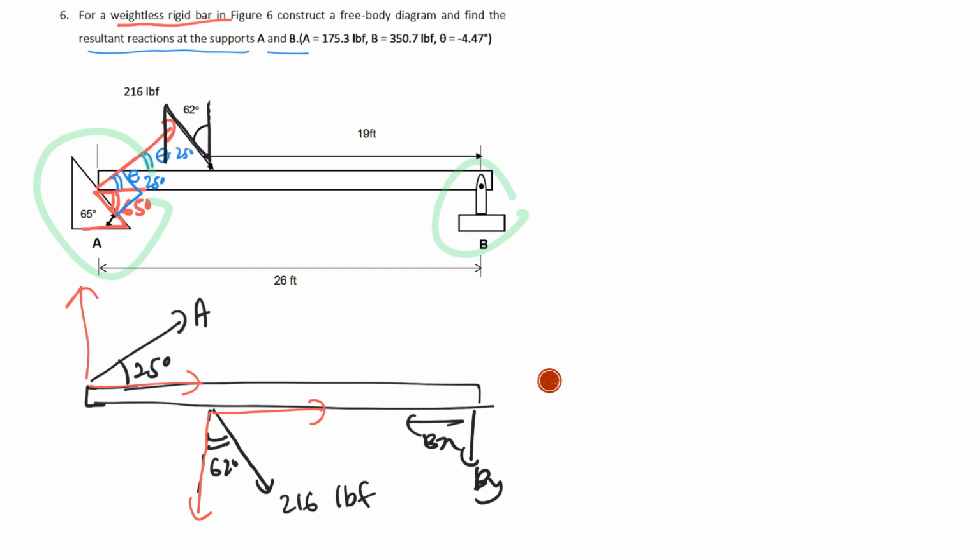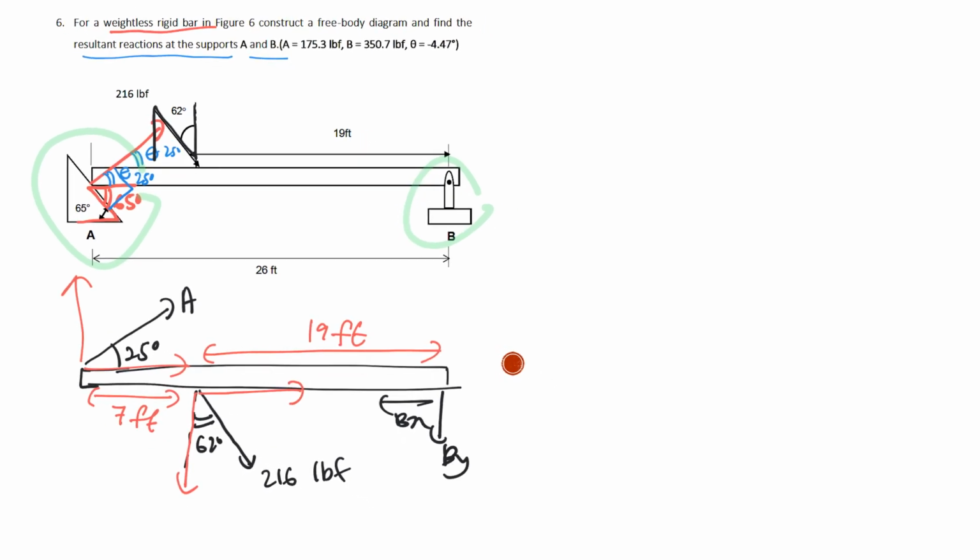Once you're done with that, make sure that you put the lever arm value. So this is 19 feet. And then this one going to be 26 minus 19, then you get 7 feet here. Once you're done with that, proceed to the calculation.